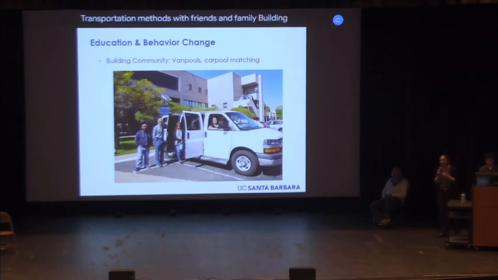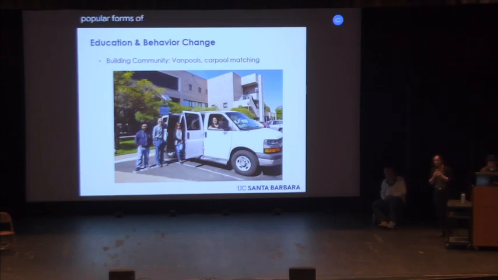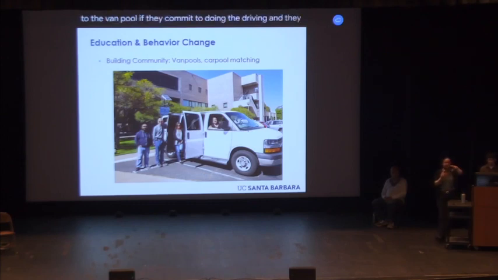Building community is another piece of this. One of the most popular forms of alternative transportation we have is the van pool service. Employees will gather together, and one of the employees will get discounted access to the van pool if they commit to doing the driving. They'll get groups of employees that live together in, say, Santa Maria or Ventura, and they'll commute in together in a UCSB van via the van pool service.